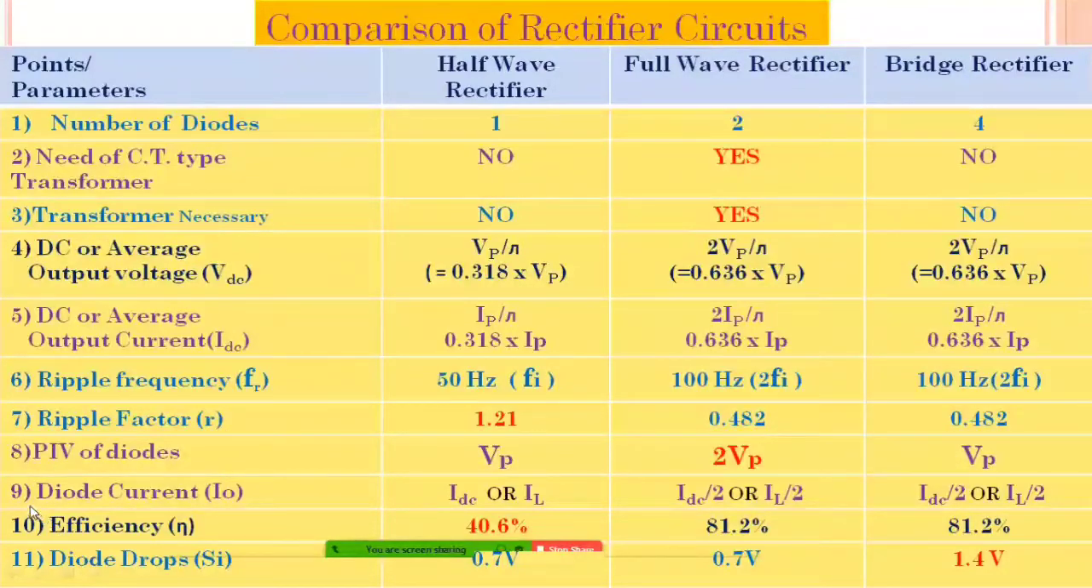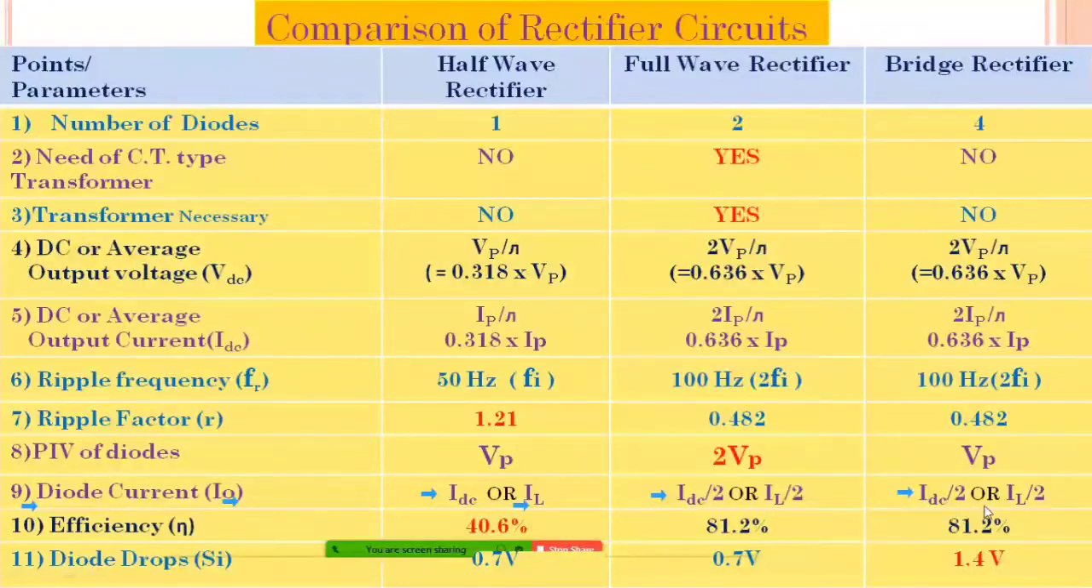Then come to the ninth point of comparison, one more parameter, diode current. The amount of current that flows through a diode in the rectifier circuit. In case of half wave, it is the same as the DC or load current present at output, but for the full wave and bridge, it is half of the DC current or half of the load current, because in case of full wave, during one half cycle only one diode conducts, and during the second half cycle the remaining one conducts, the sum of the two being the total resultant DC current. Therefore, each diode conducts only half the time, so the diode current is half of the total DC current.